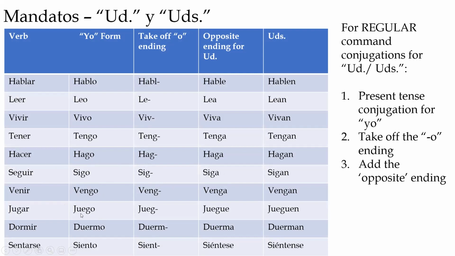Jugar, don't forget that we have to change u to ue. So we have juego. And then for this one, in order for it to make the sound ge, we can't just put ge. We have to put gue here. Okay, so juegue. Just be careful with this one. And then for dormir, we have duermo. And remember, o goes to ue, quitar la o, and then agregar la a, so duerma.